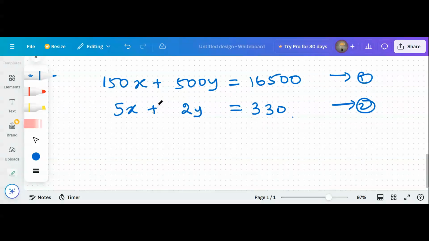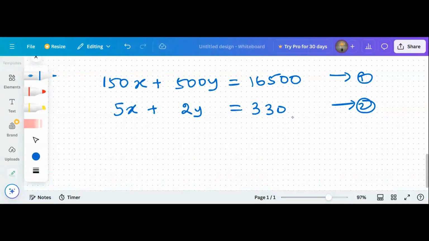So how to solve it? In order to solve it, what we can do is eliminate one variable. It means there are two variables now, x and y. So we can't find it directly. So what we would do is eliminate, meaning we will remove x, and we will keep only y. Then we can find y easily. So how to remove it?